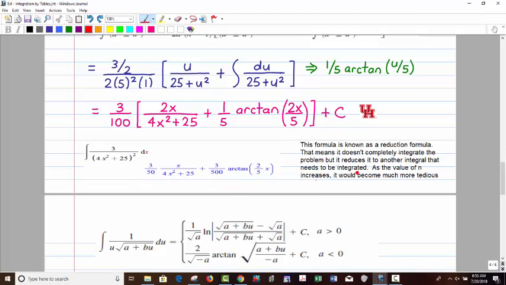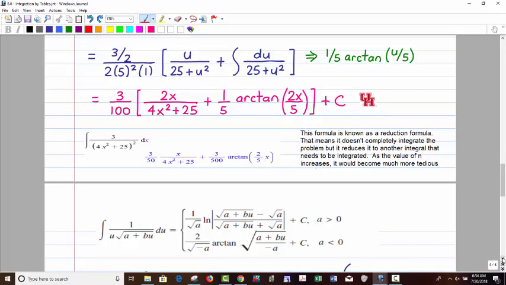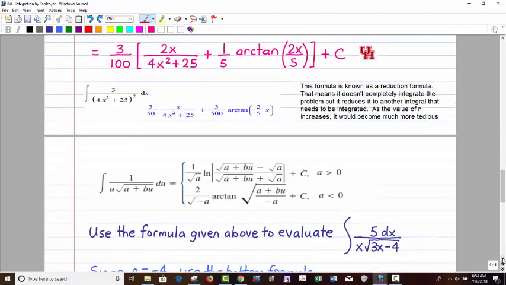So here's what I was just mentioning about the reduction formula. All right, so that one, like I said, I wouldn't make you do more than one reduction on that one, that's for sure.